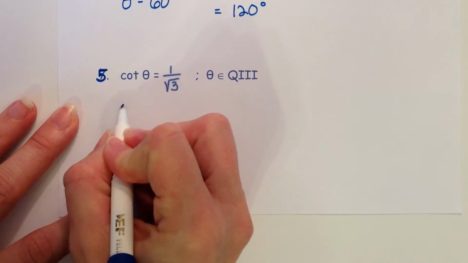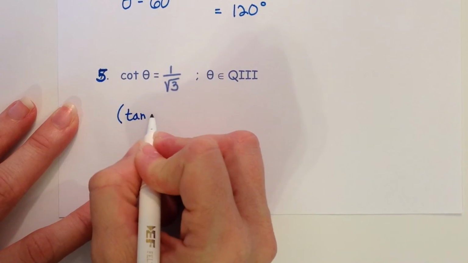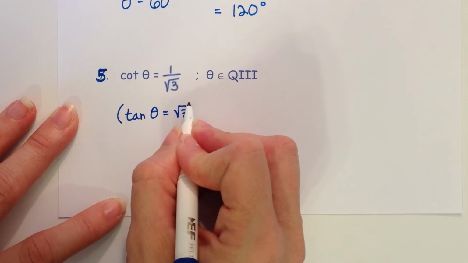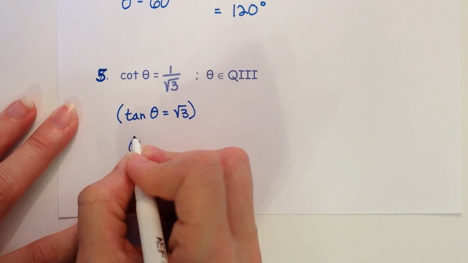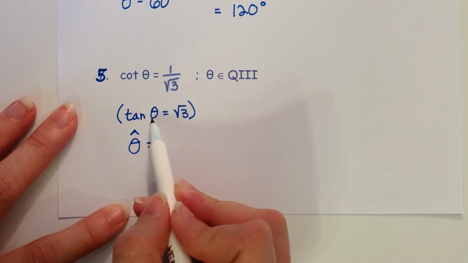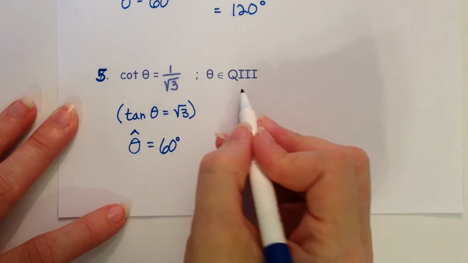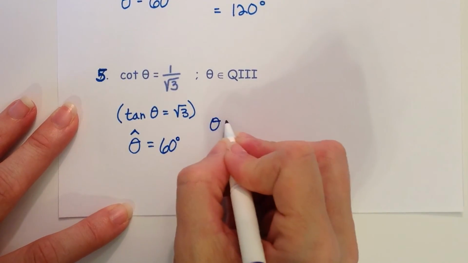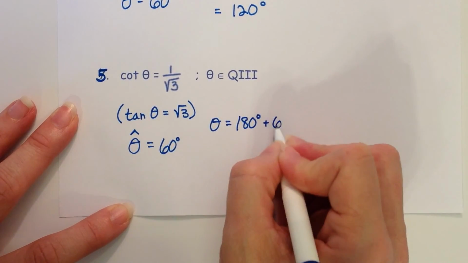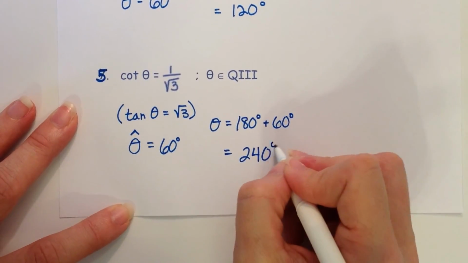Okay, so here, since this is cotangent, I'm going to use tangent. And I need the reciprocal, so that would just be square root 3. So I'll use that to determine my reference angle. From your table, you would know that it's tangent 60 degrees that has a value of square root 3. Okay, we're in the third quadrant. So to find our angle for third quadrant, that would be 180 degrees plus the reference angle. So our answer here would be 240 degrees.